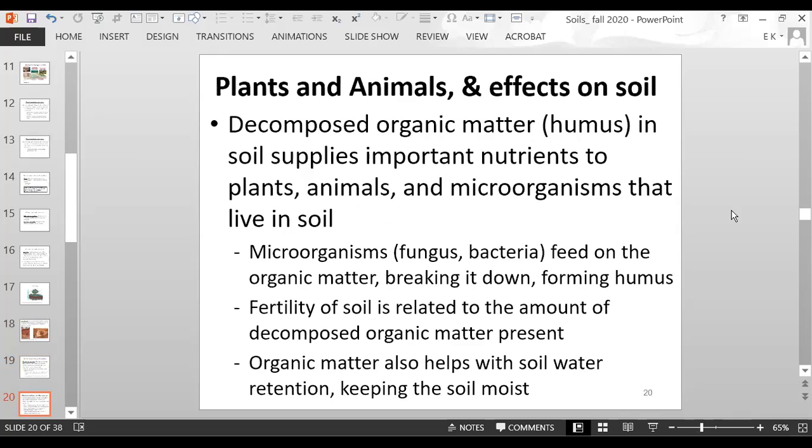Decomposed organic matter, or humus, in soil supplies important nutrients to plants, animals, and microorganisms that live in the soil. Microorganisms such as fungus or bacteria feed on the organic matter, break it down, and form humus. Fertility of soil is related to the amount of decomposed organic matter present. Organic matter also helps with soil water retention, allowing the soil to remain moist.